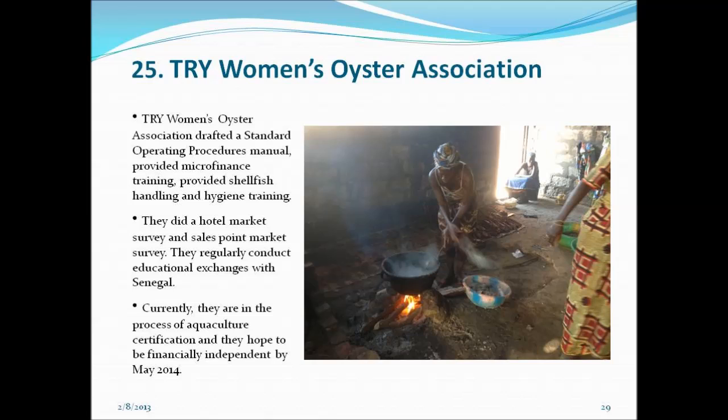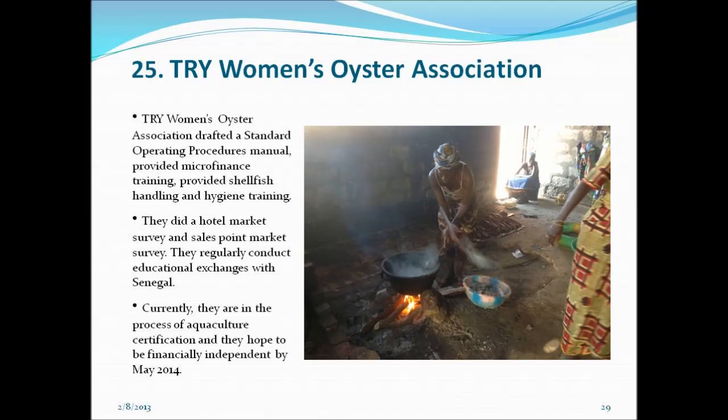So again, like I said, standard operating procedure, always a good thing, because when you have specific rules that you need to follow, people will follow them. At least you hope so. And they also did other things: microfinance, and they provided shellfish handling and hygiene training. Again, useful tools to follow, like I said, the aquaculture certification guidelines.